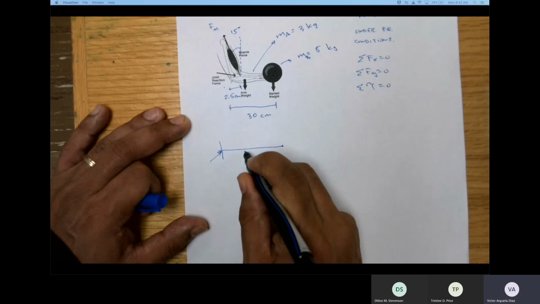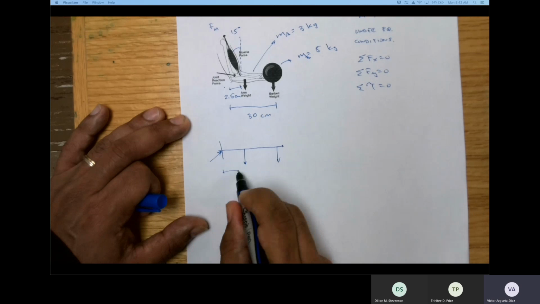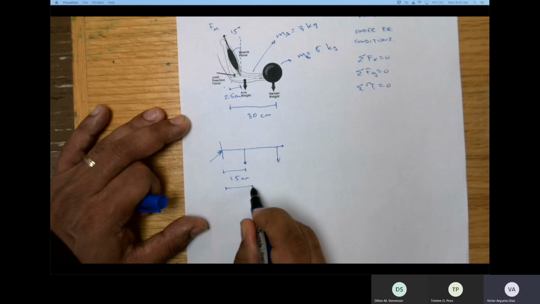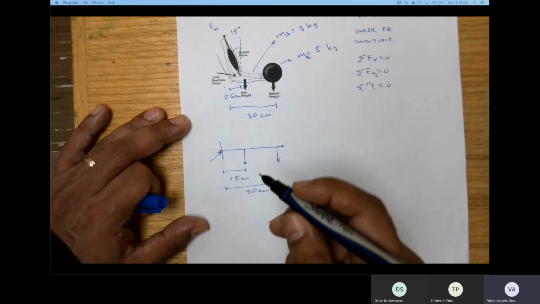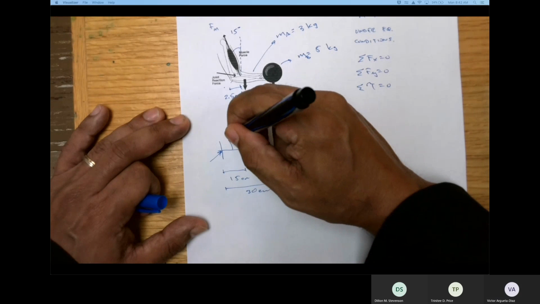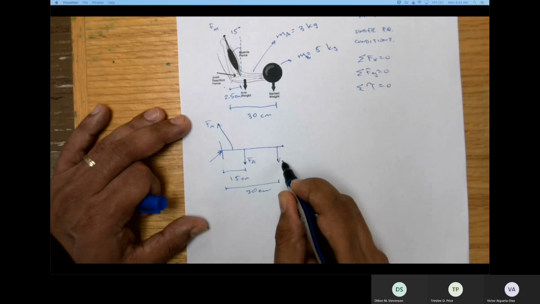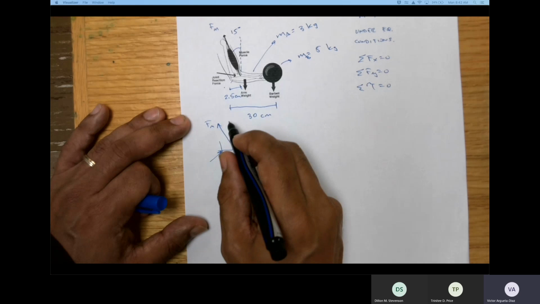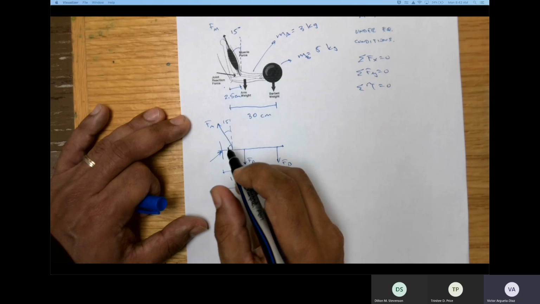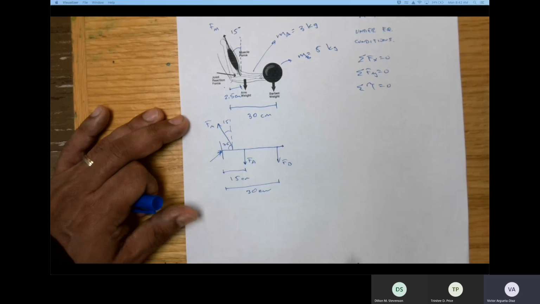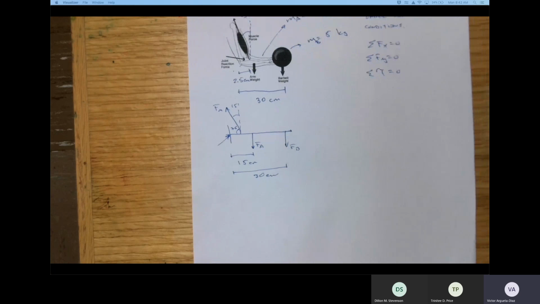I'm gonna put it like this. I have the arm weight, and I have the barbell weight. And this is going to be 15 centimeters, and this is going to be 30 centimeters. And then last, I have the force of the muscle. And this is going to be 15 degrees. So that's 15. This one is going to be 75. Okay. So your free body diagram should look something like that.